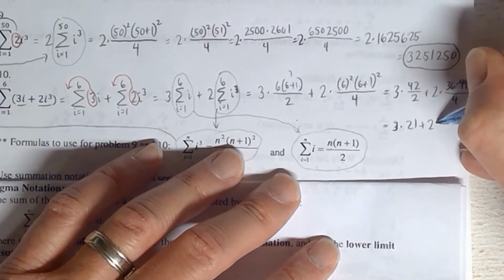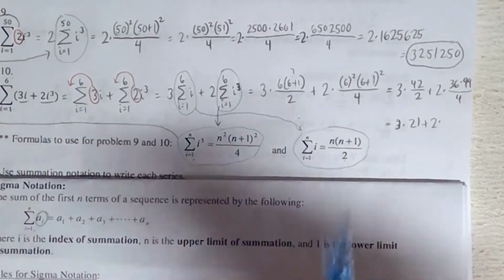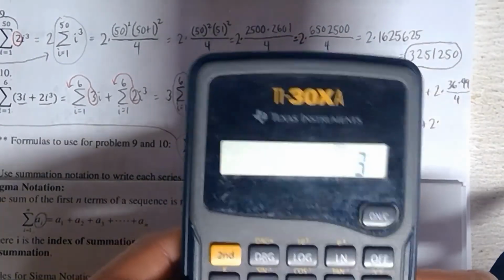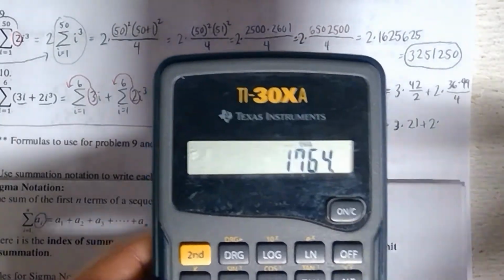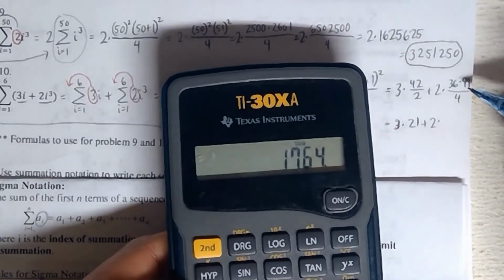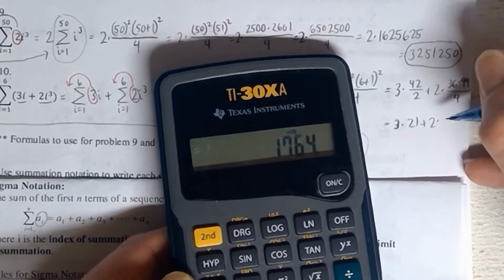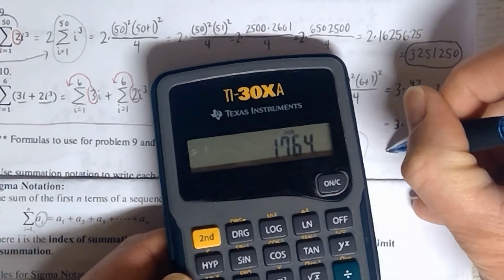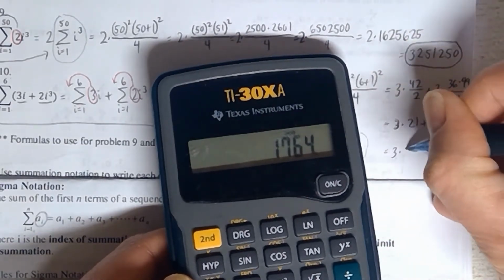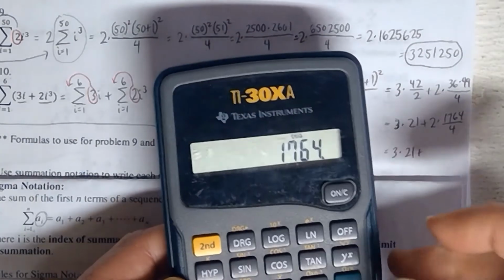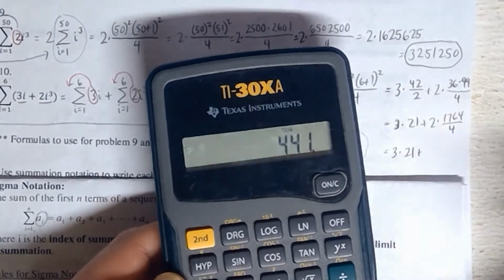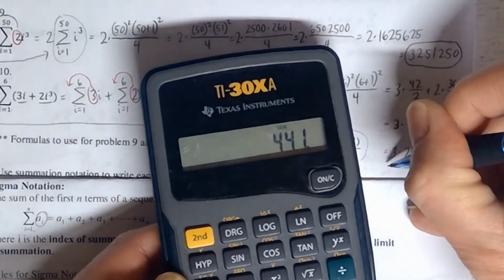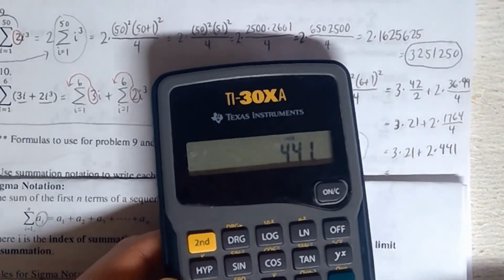And then 2 times what? Well, 36 times 49 is equal to, let me put that in my calculator. 36 times 49 is 1764. And then 1764 divided by 4. Put that in lowest terms. Again, try to divide it evenly to see if it's a nice whole number first. 1764 divided by 4. Let me put that in here. And yes, it is a nice whole number, so I'll go ahead and use that. What do we get? We got 441.